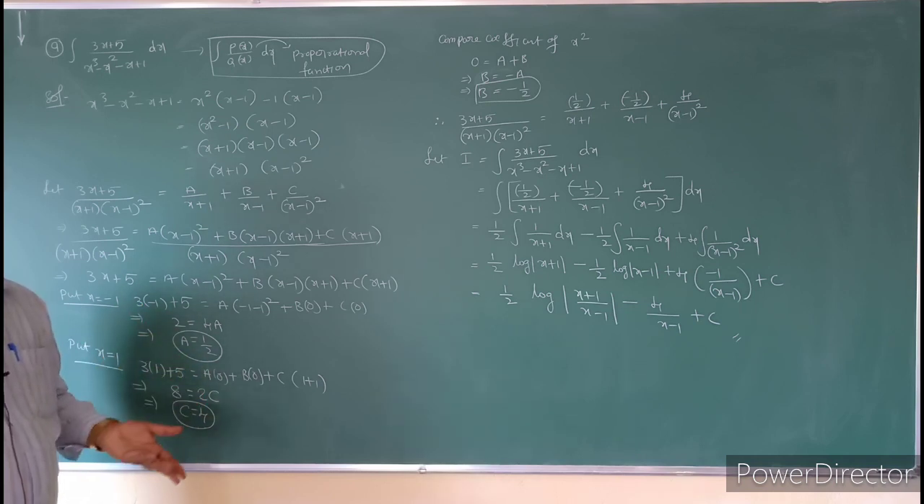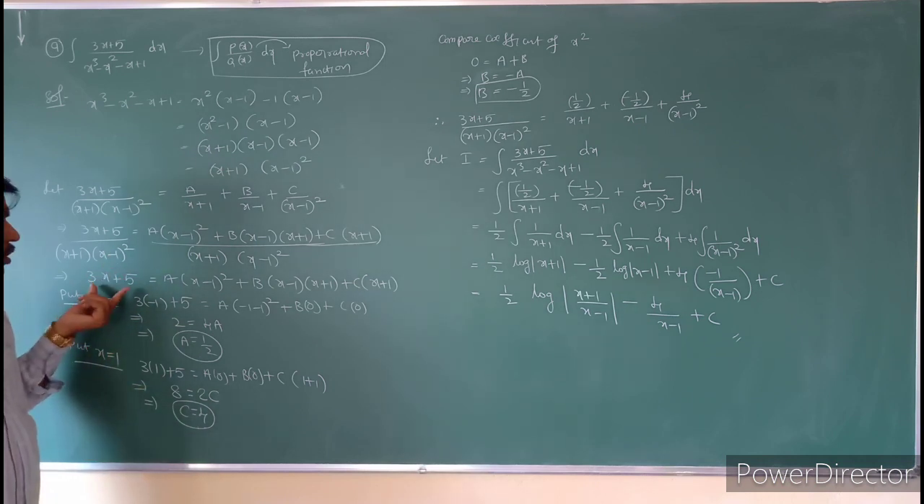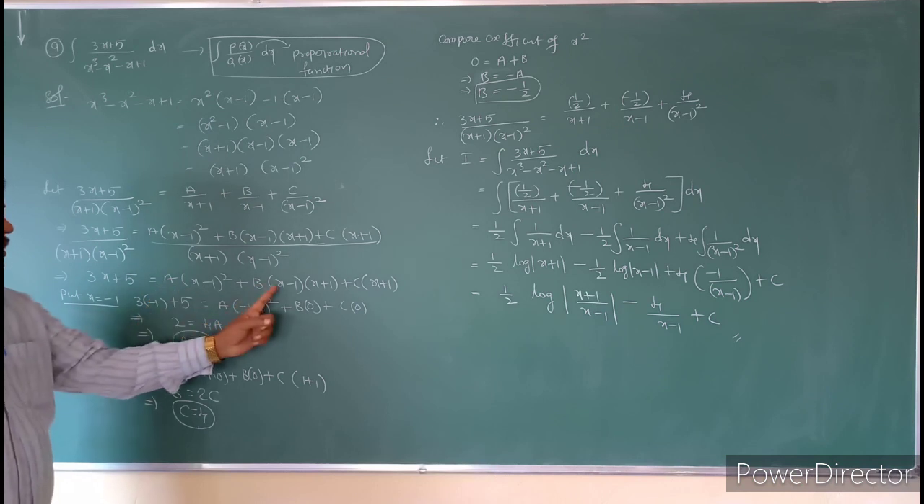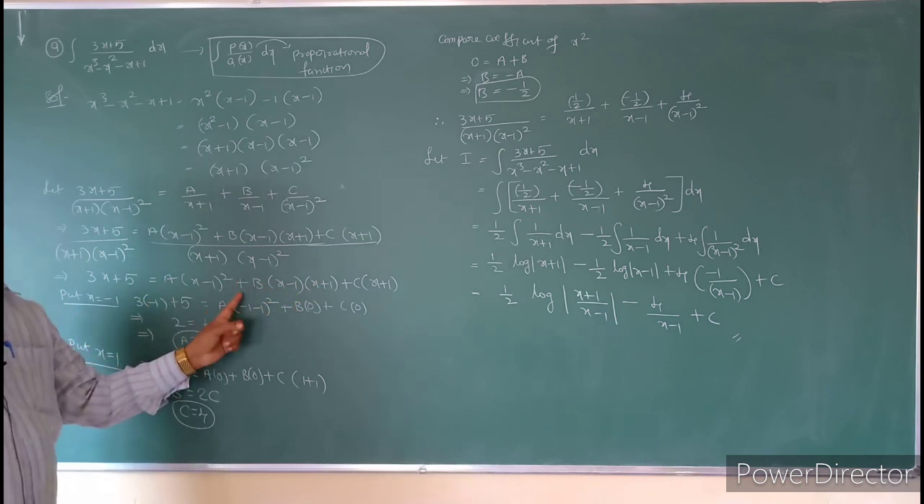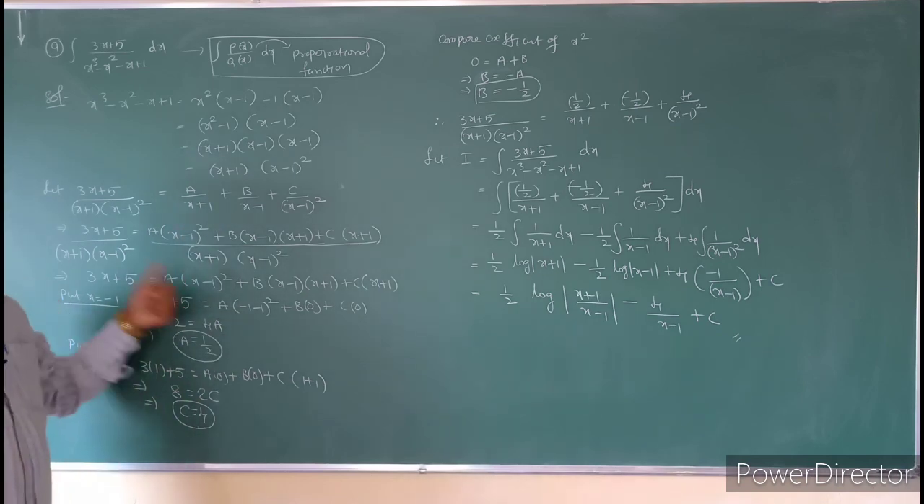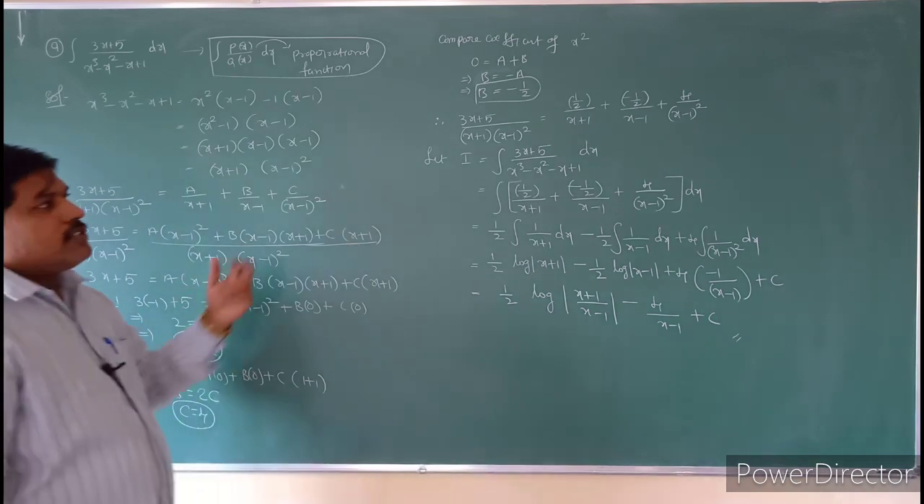Otherwise, take the x square coefficients. So what is the x square coefficient? On the LHS this is 0. On the RHS, the x square coefficient from the a term is a, x into x is x square, and the coefficient from the b term is b. So a plus b is the x square coefficient on the RHS and the LHS is 0. So a plus b is equal to 0.